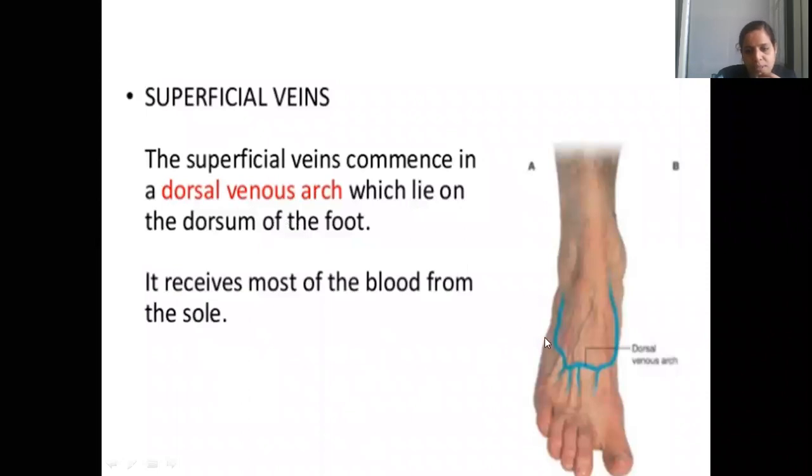So now see, what is the name you gave, Emma? What is the name of this arch? Dorsal venous arch. So see, the superficial veins commence in the, now can you name these veins better? Metatarsal veins, superficial veins. So they receive most of the blood from the dorsum of the foot and also from the sole.